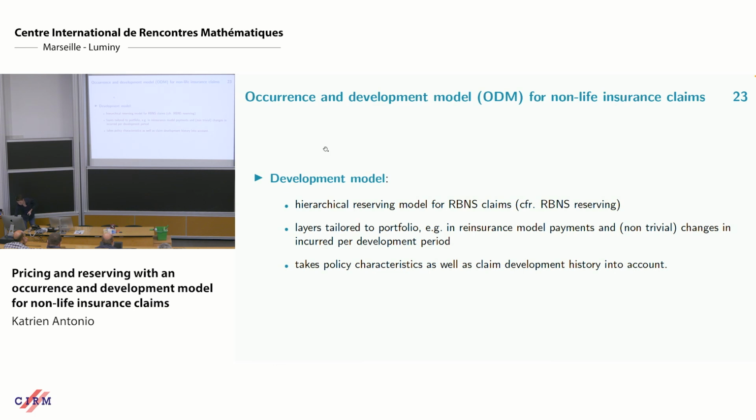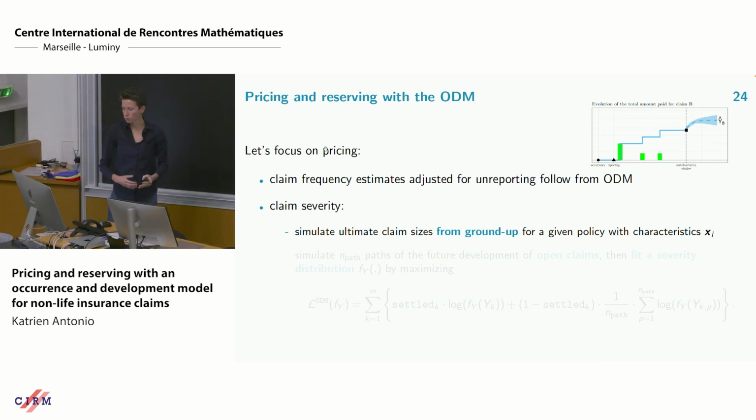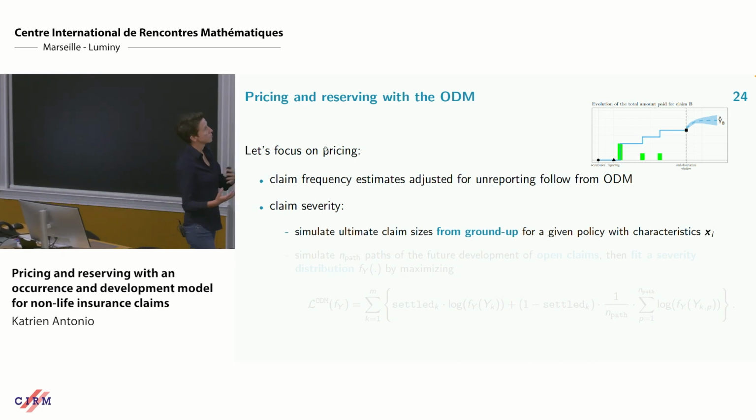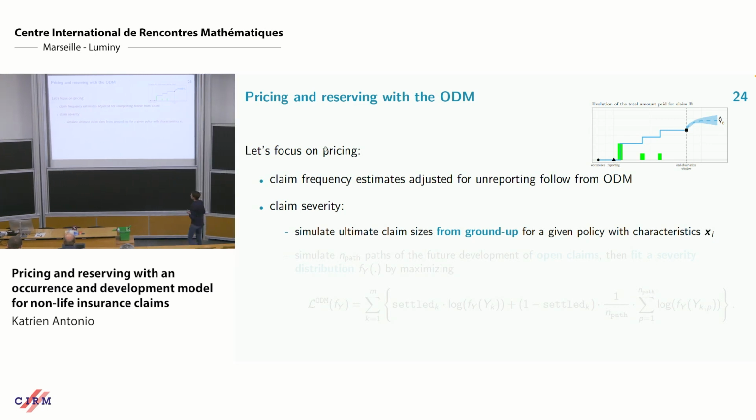So we can put this occurrence and development model together, and we can then develop pricing and reserving ideas within that framework. If we look at pricing, we can adjust our claim frequency data for unreported claims. And if we look at the claim severities, we can do two things. We can either simulate ultimate claim sizes from ground up, so imagining that no part has been developed or reported yet, or we can do something else.